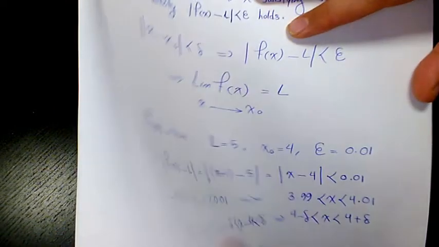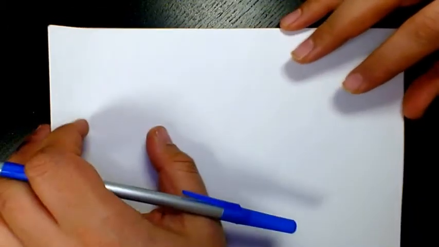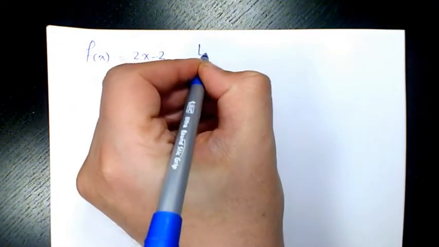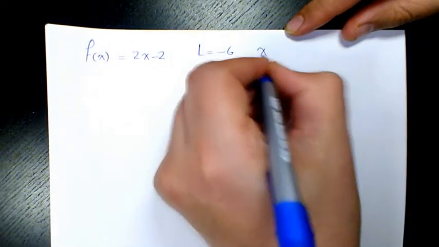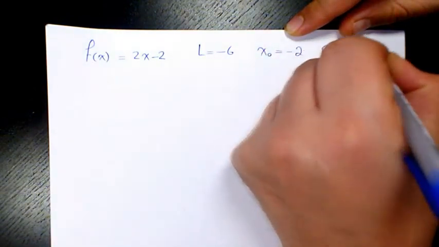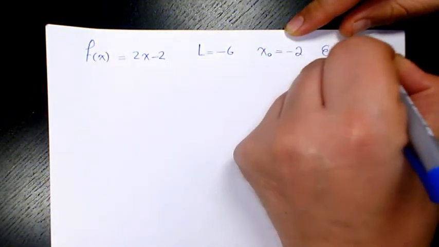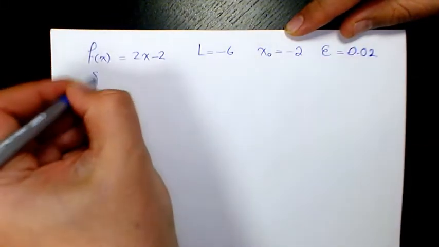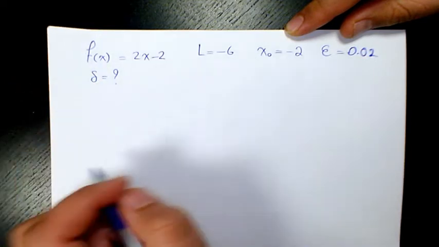Now let's see another example. Next example, it says f of x is 2x minus 2, L is negative 6, x naught is negative 2, epsilon is 0.02. Again, we need to find out delta.